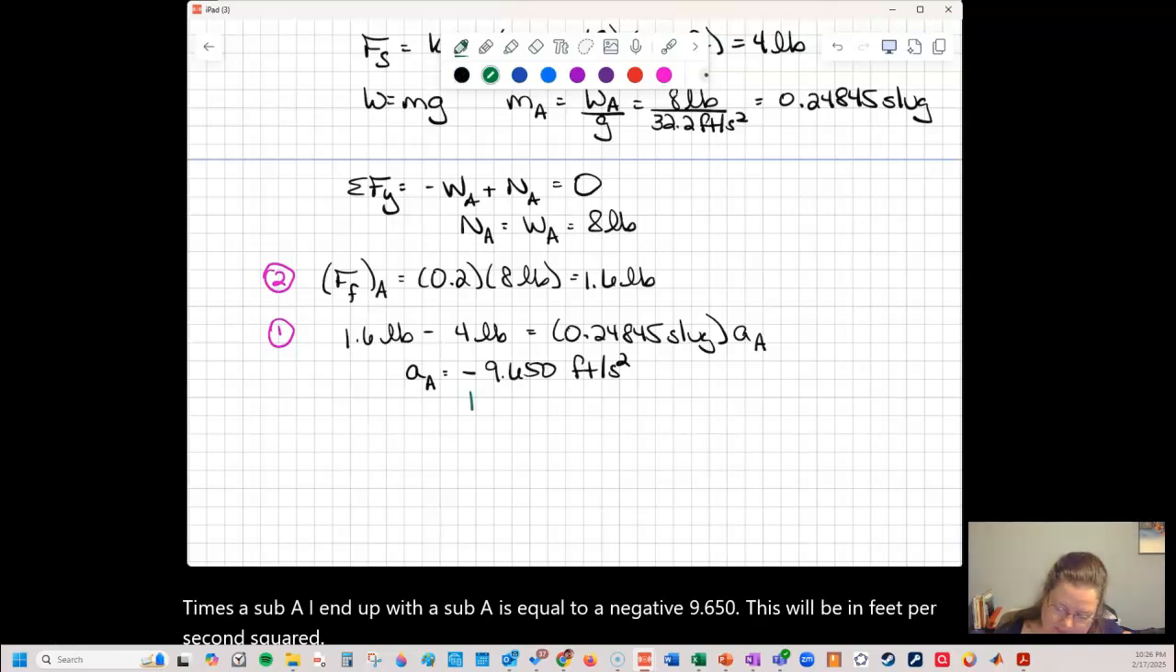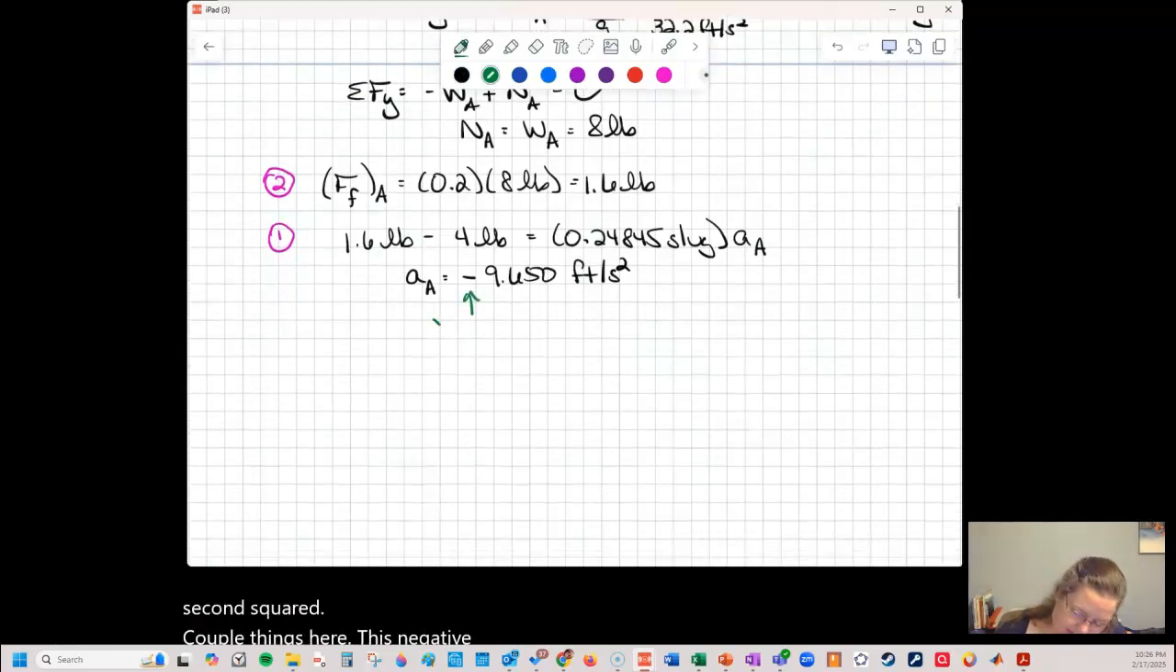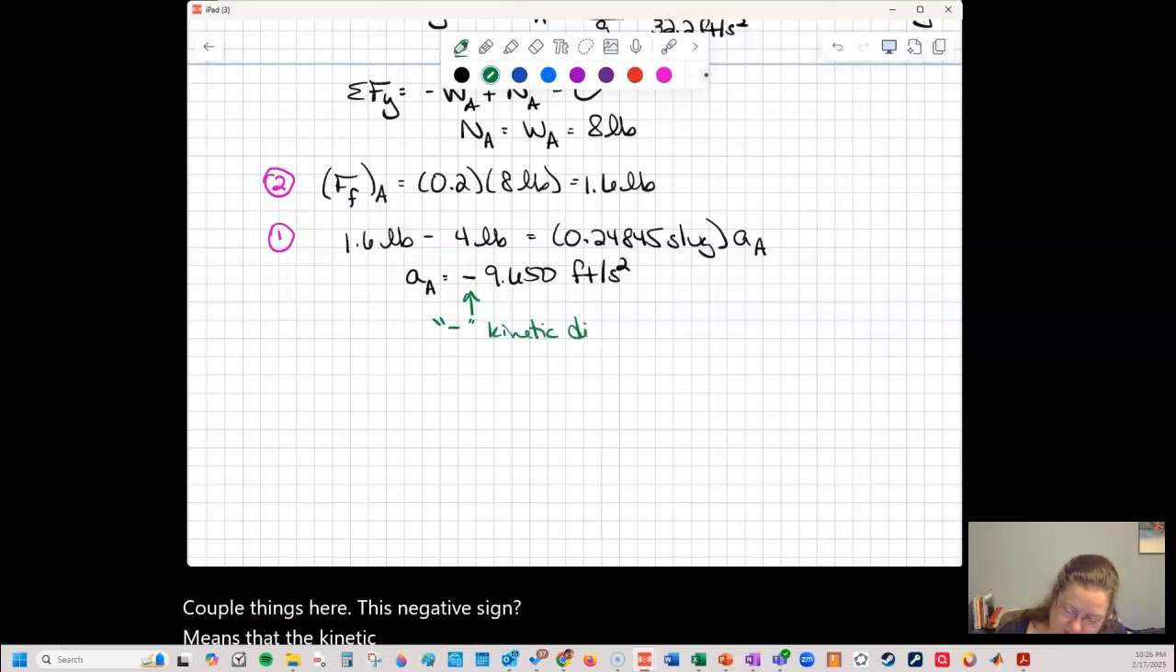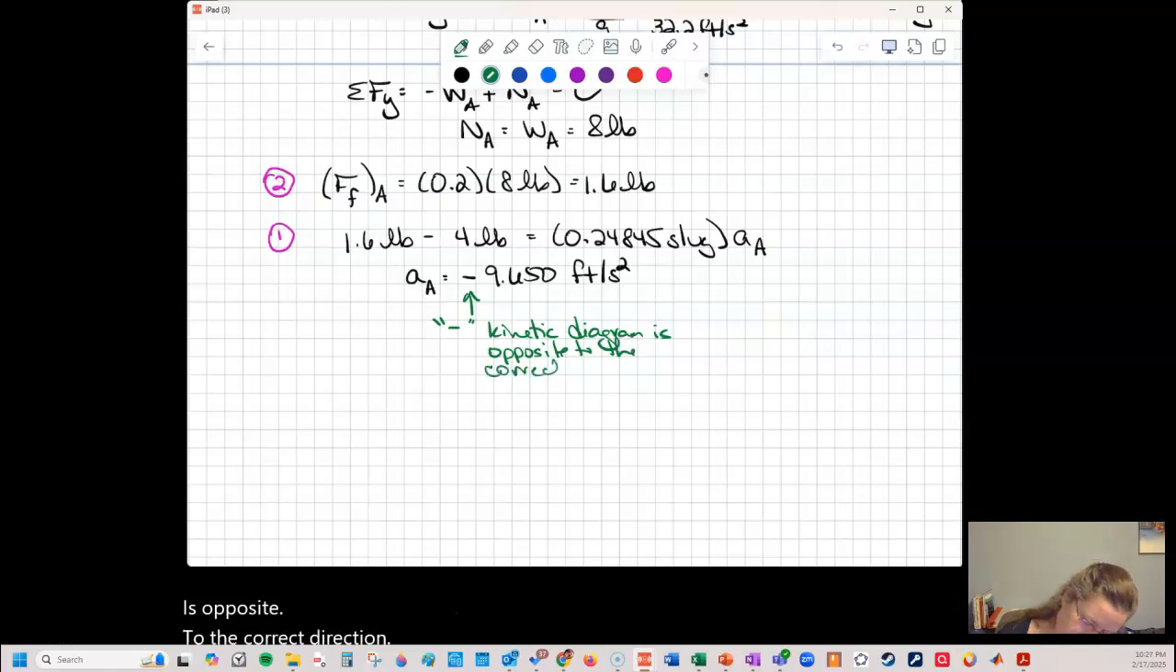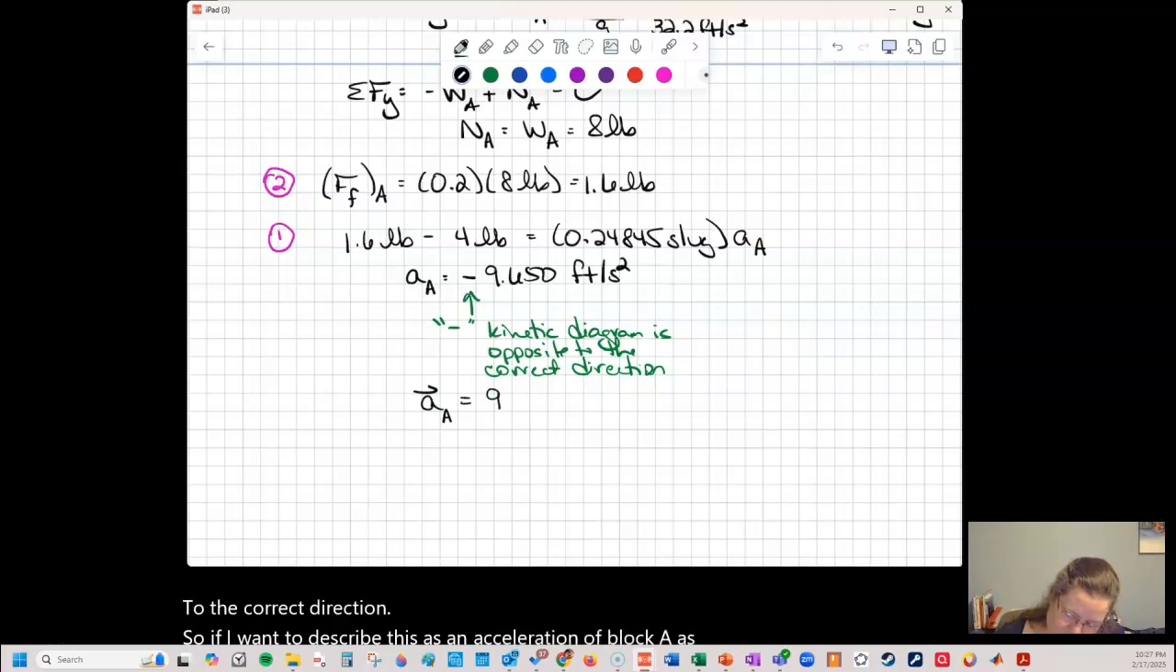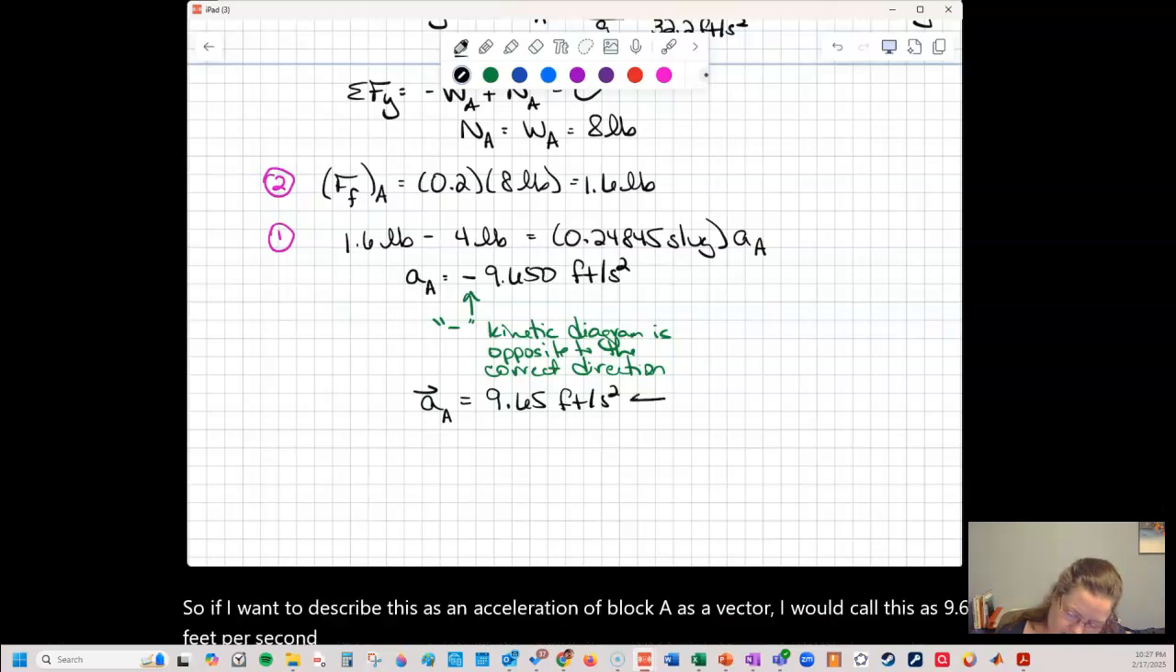A couple things here. This negative sign means that the kinetic diagram is opposite to the correct direction. So if I wanted to describe the acceleration of block A as a vector, I would call this 9.65 feet per second squared, and my acceleration would be to the left.